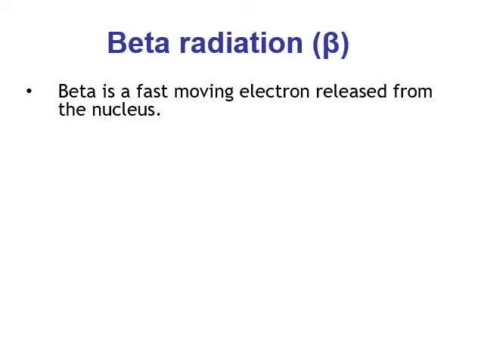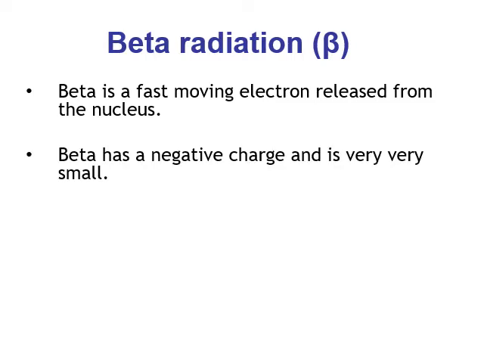Let's have a look at beta. So beta is a fast moving electron and it's released from the nucleus. So it's not one of these orbiting electrons, it's coming from the nucleus. The protons and all the neutrons change into the electron. We don't worry about that process till higher physics. It has a negative charge, it's very, very small compared to the alpha particle.